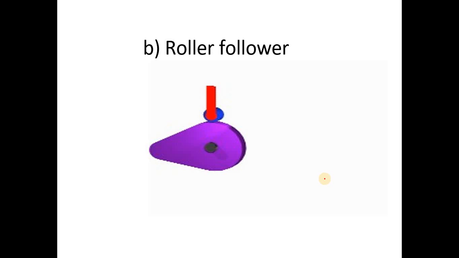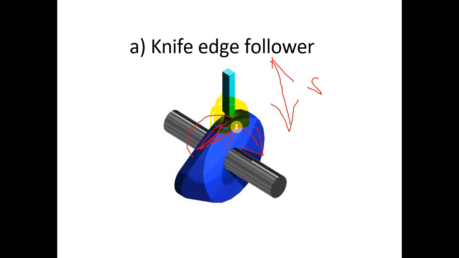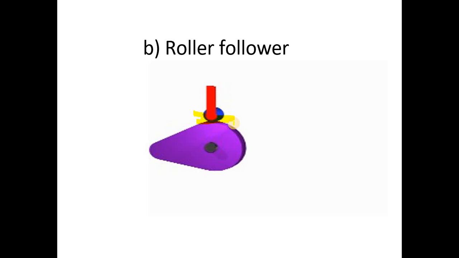Second is the roller follower. It is a lower pair. Why is it called a lower pair? Because in the case of the roller follower, there is a surface contact. You can see over here, I will highlight, this is a surface contact. Due to this surface contact, the roller follower is considered a lower pair. In the case of the knife edge, there is a point contact, so it is a higher pair.